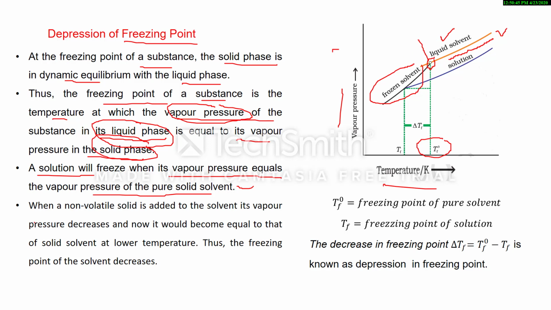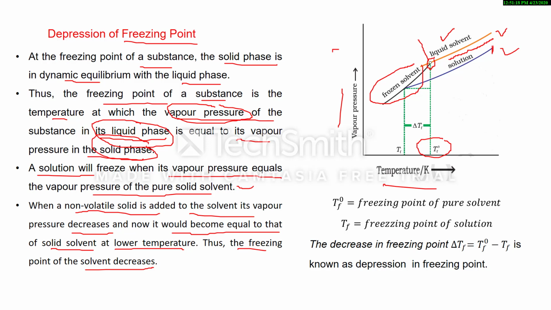Now, when a non-volatile solute is added to the solvent, its vapor pressure decreases. We already discussed the lowering of vapor pressure when a non-volatile solute is added. Now, it would become equal to that of solid solvent at lower temperature. Thus, the freezing point of solvent decreases when a non-volatile solute is added. Now, see from this diagram. This is for the solution which contains the non-volatile solute, and its freezing point is less.